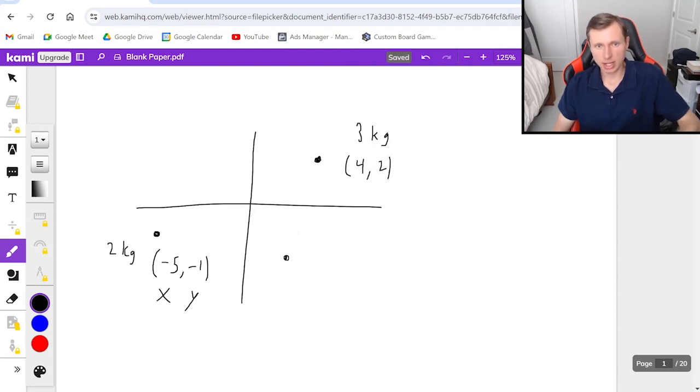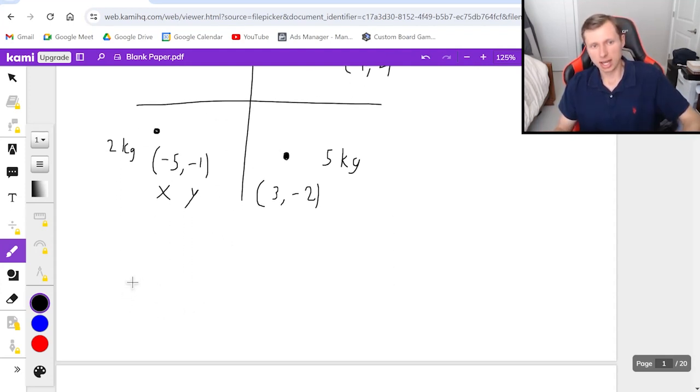And then the last one I have is a third mass down here at 5 kilograms. It's a big one. And the coordinate point is 3, -2. And I want to find the center of mass of this system. So all I have to do is use the center of mass formula twice, once for the x values, once for the y values, and we'll be good to go.